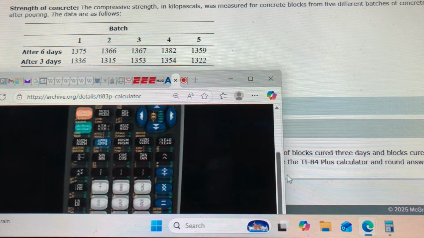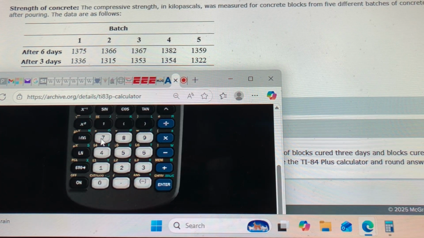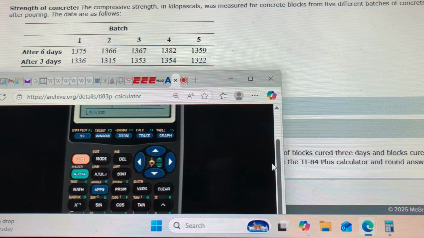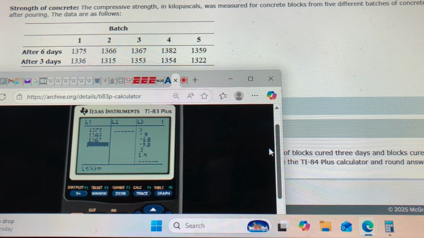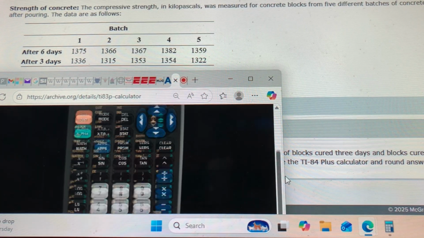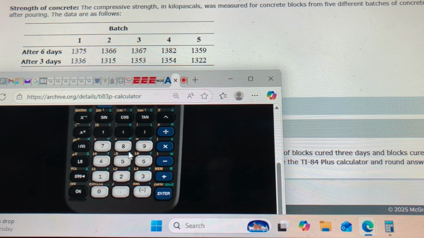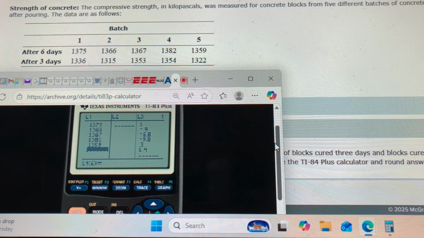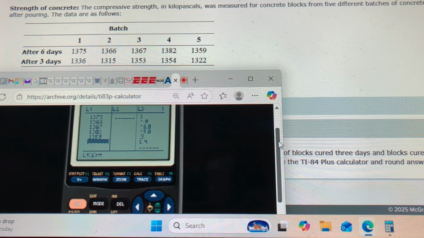In L1, I'm going to put 1375, 1366, 1367. Double check those three. 1375, 1366, 1367, yep. 1382 and 1359. 1382, 1359. Okay, there's L1, that was like a before. So then right arrow over to L2 and put in these other 5 numbers.